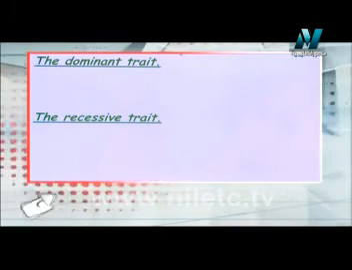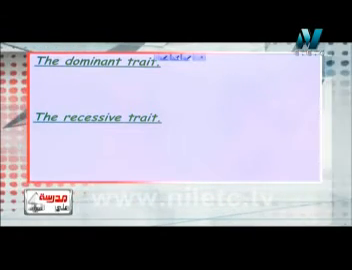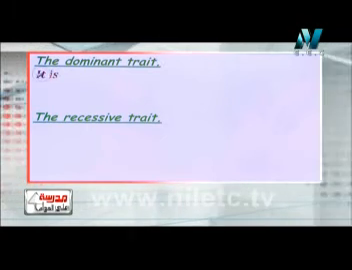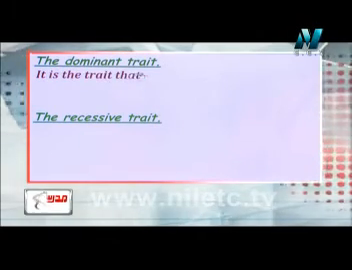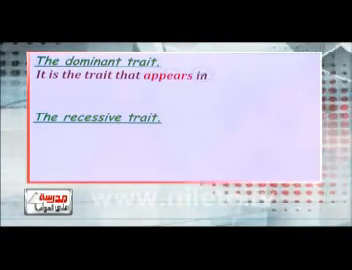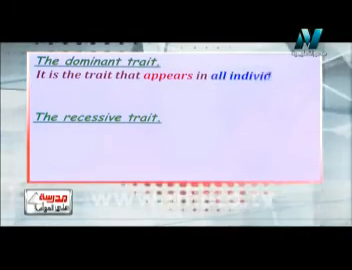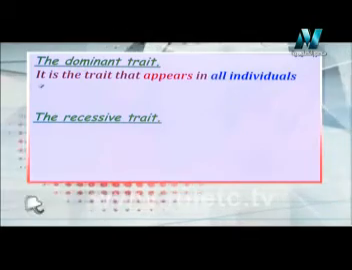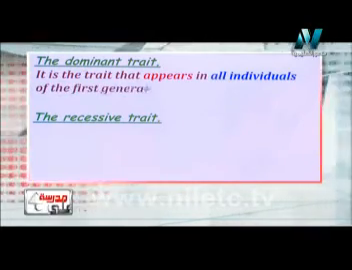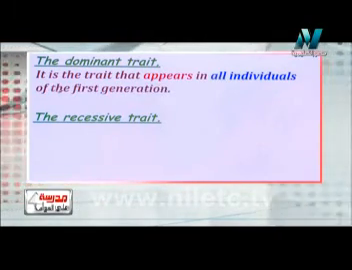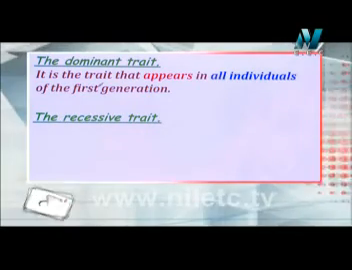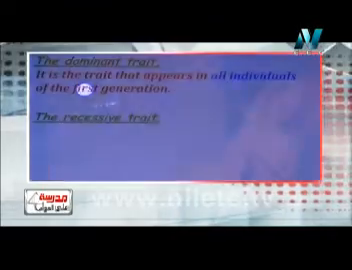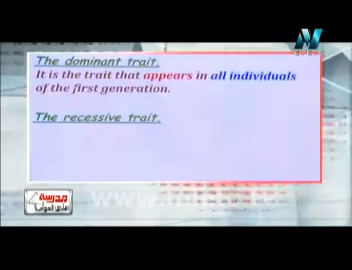But firstly, we will recognize the meaning of dominant trait. What is meant by dominant trait? It is the trait that appears in all individuals, كل الأفراد, of the first generation. Of the what? Of the first generation. هتظهر في الجيل الأول كله. في الفيرست جينيريشن. زي ما انتم شايفين كده. First generation.